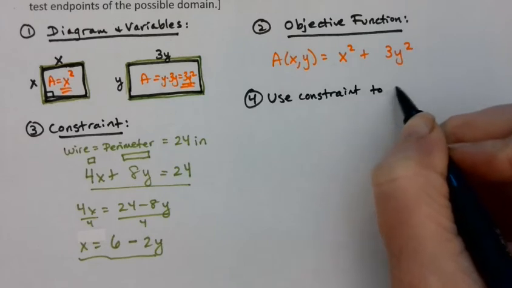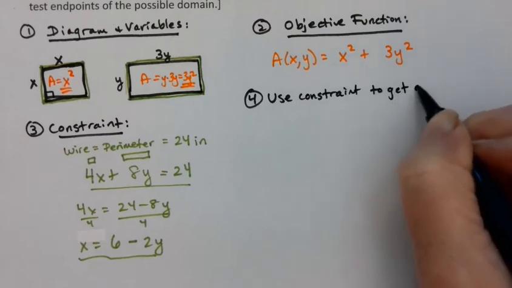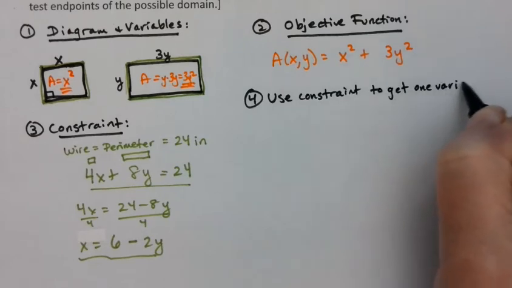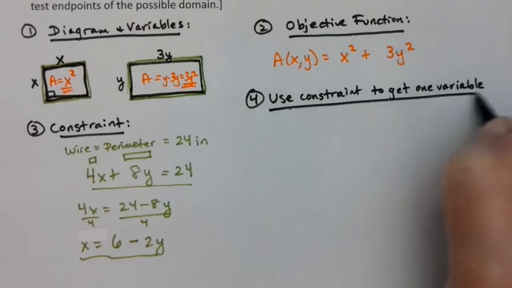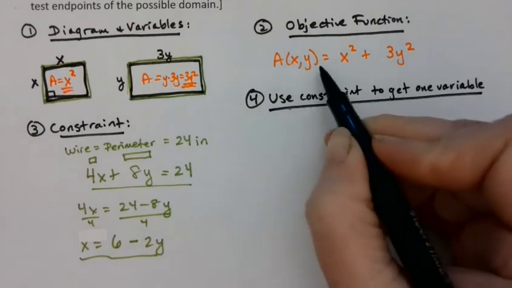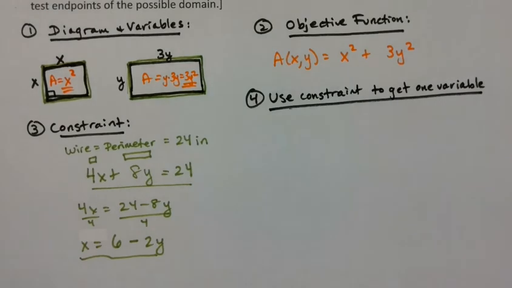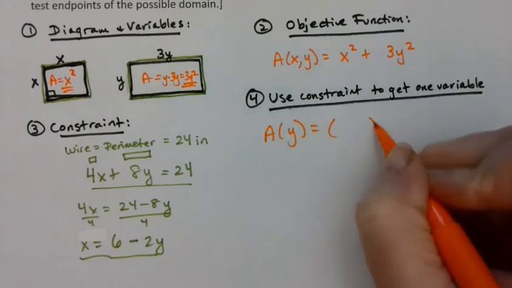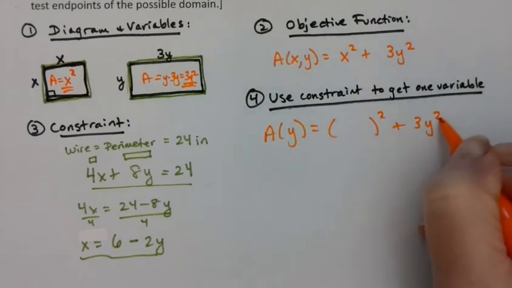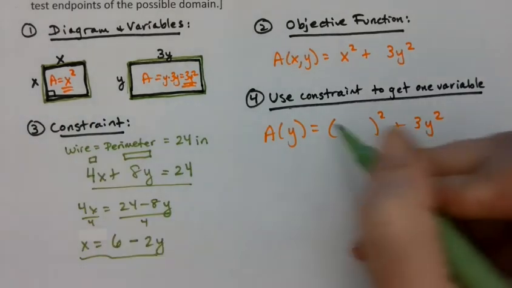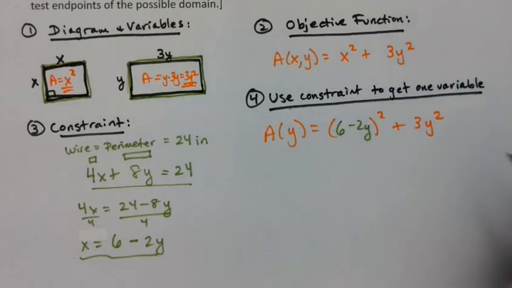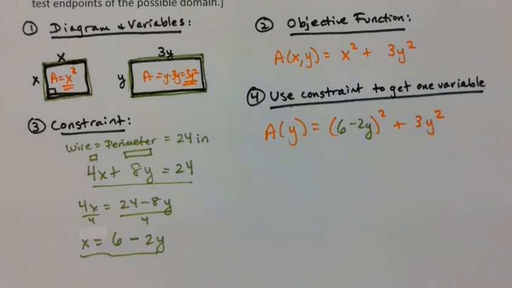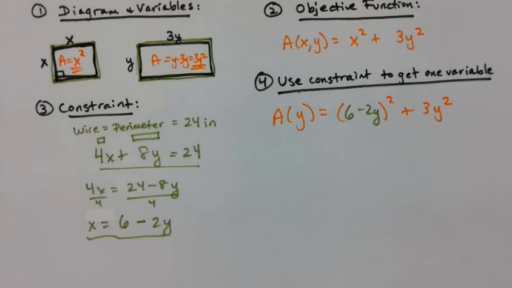Okay, so step 4, I'm going to use the constraint to eliminate a variable, right, to get one variable. I have 2 to begin with. It's an area function of x and y, the square and the rectangle. Because the square and the rectangle are related to each other, I'm going to make it A of y alone. So instead of x squared, I'm going to put in (6 take away 2y) squared plus 3y squared. Done with step 4. Easy peasy.